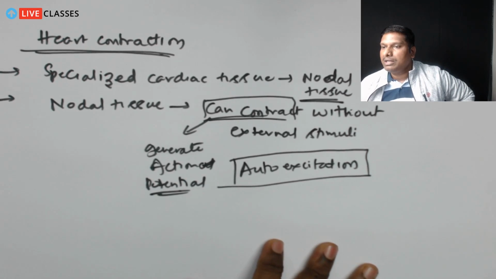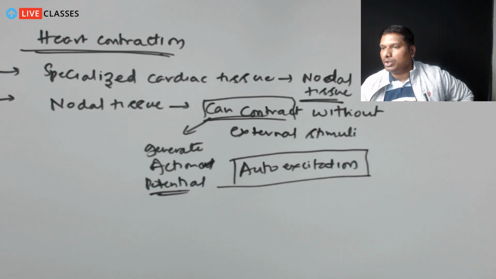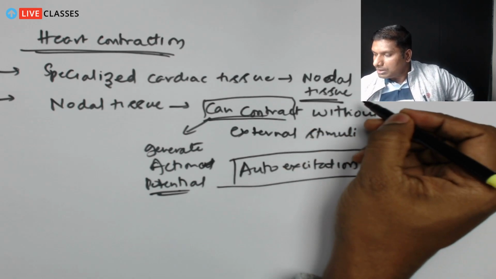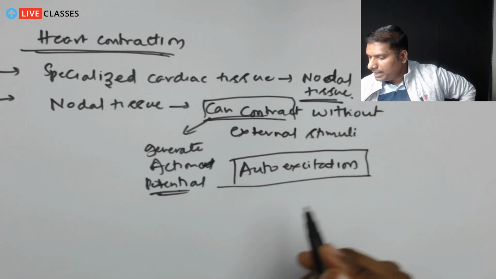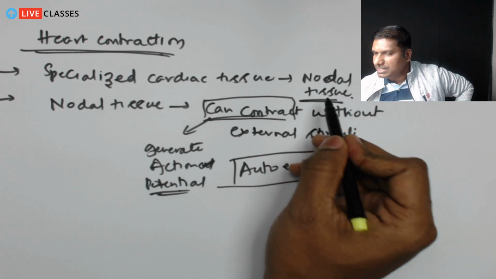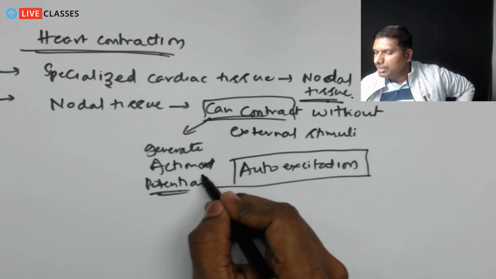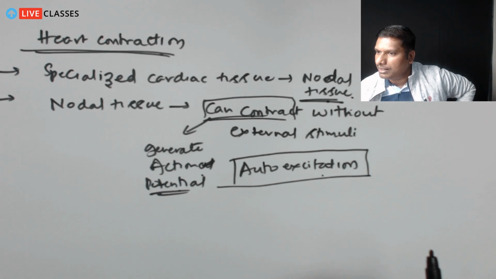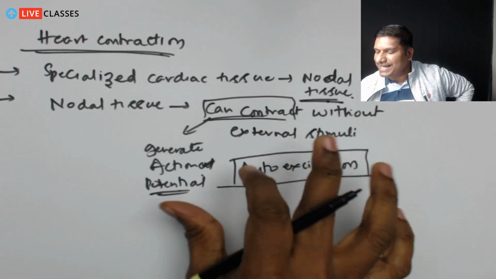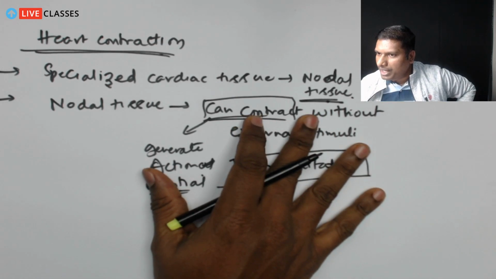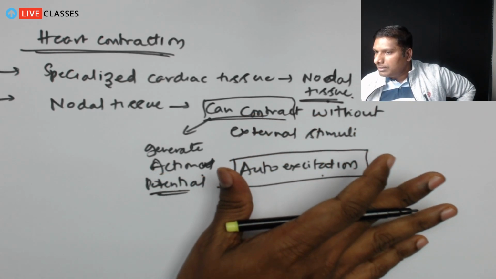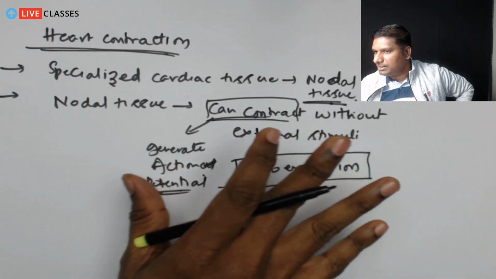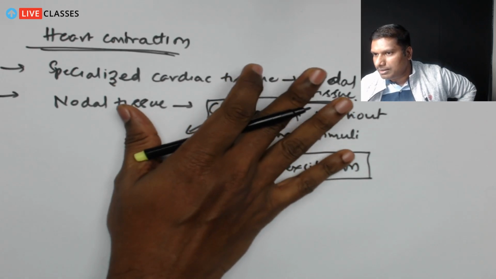Your heart has this nodal tissue spread all over it. This nodal tissue is the one which is actually generating the action potential required for the excitation, or the contractions and relaxations of the heart. Now where exactly is this nodal tissue present? How is it actually connected? How is it actually causing the contractions? That is what we'll see now.